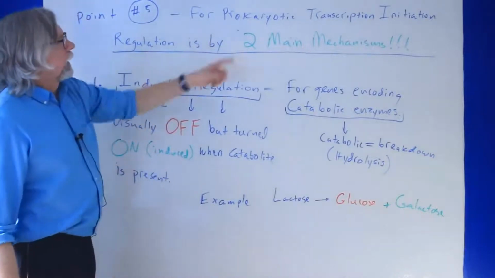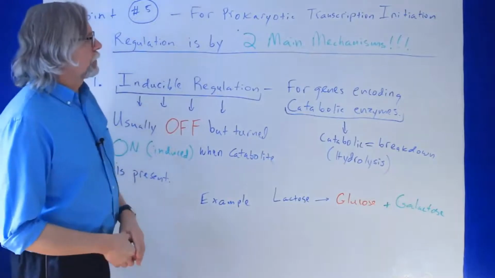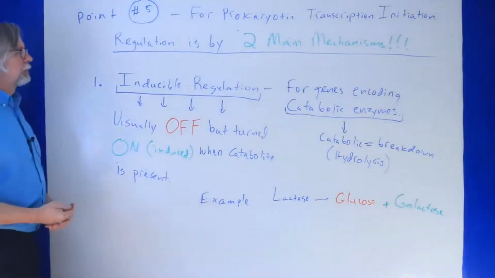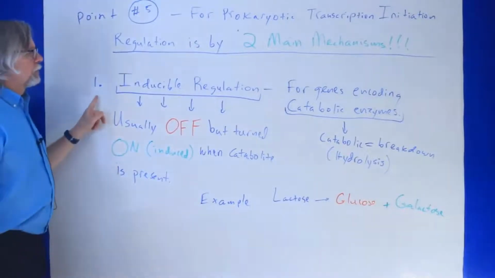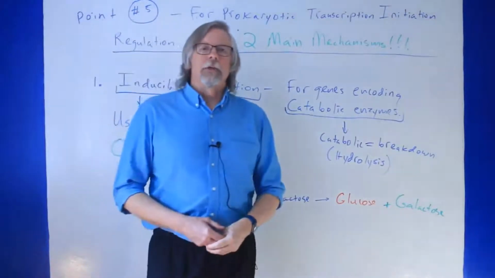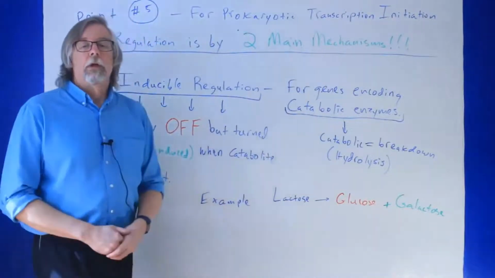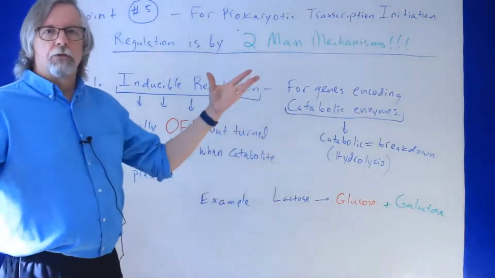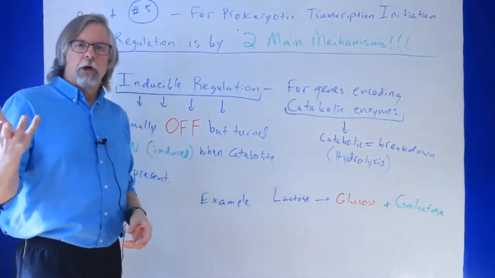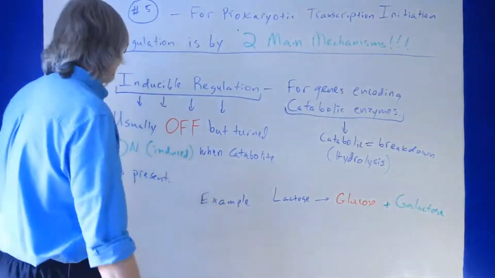So in prokaryotes, there are 2 main mechanisms regulating transcription initiation. One of those mechanisms is called inducible regulation. Inducible regulation occurs for genes that encode catabolic enzymes, enzymes that do breakdown or hydrolysis. So it's breaking down a large molecule into smaller product molecules, okay?